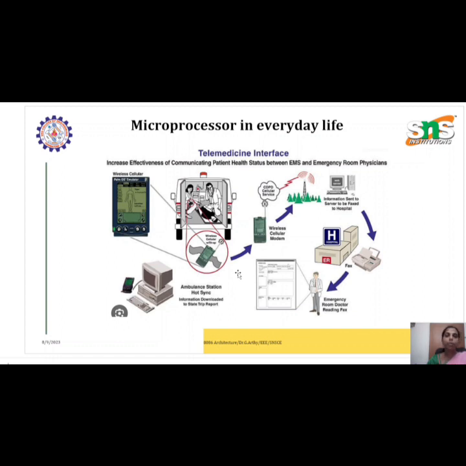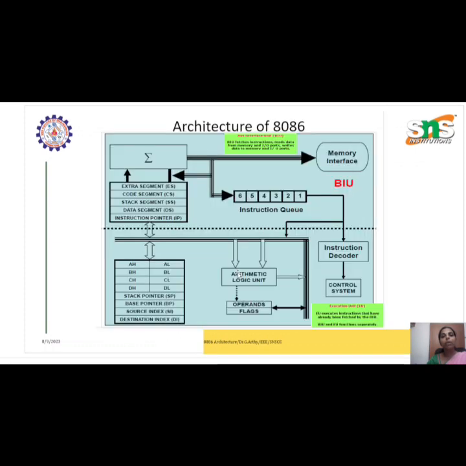A basic microprocessor is the 8085, which is an 8-bit processor. In today's lecture series, we'll be discussing the 8086. This 8086 is a 16-bit processor, and this diagram shows its architecture. The architecture of 8086 can be categorized into two sections: one is the bus interface unit and the other is the execution unit.